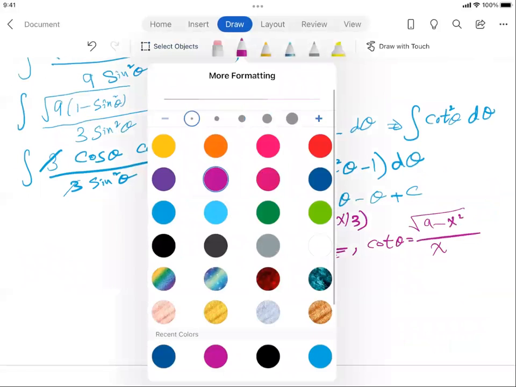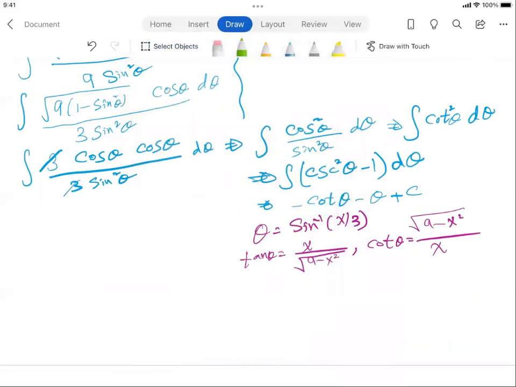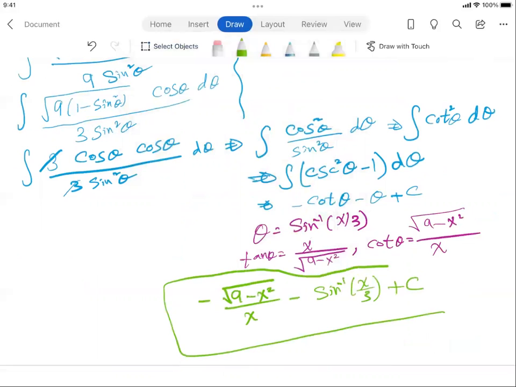So our final answer would be what? Negative square root of 9 minus x square divided by x, minus theta, which is sine inverse of x over 3, and plus my constant, which is c. So that's the final answer.